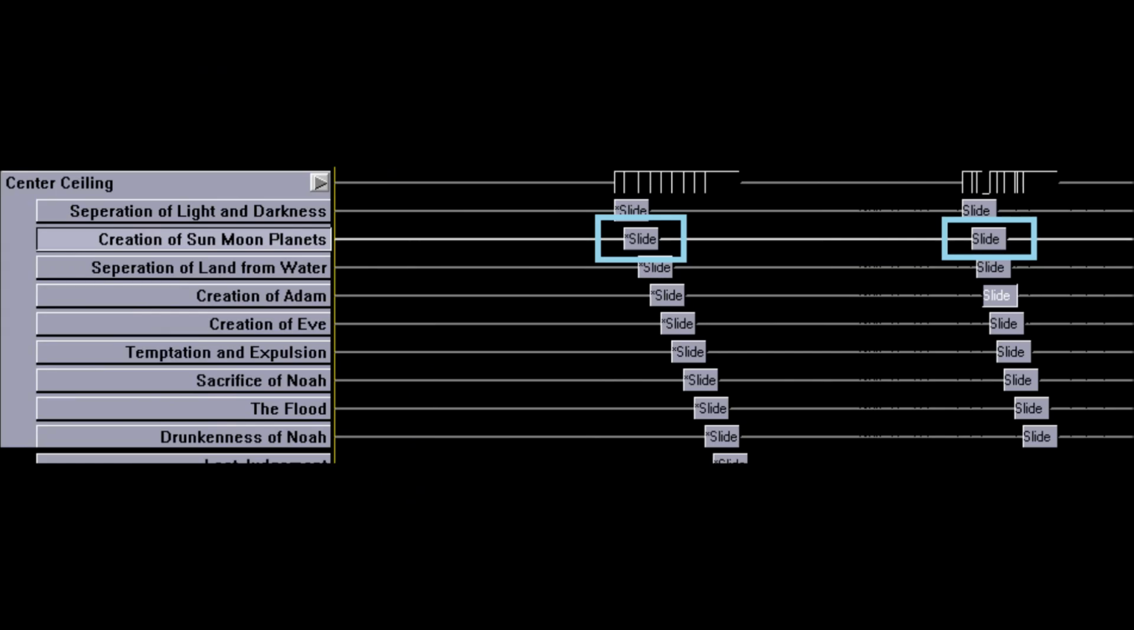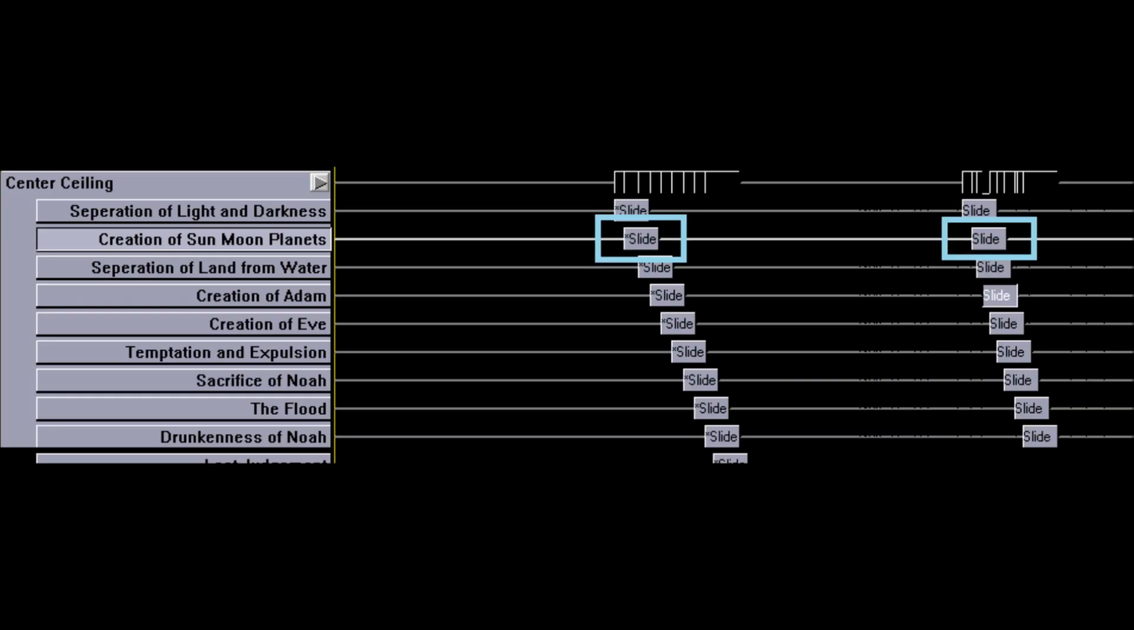If a student requests to see the creation of the sun, moon, and planet painting, I then double-click on the slide command to the right side. I hit execute, and that painting grows. When they're done looking at that painting, I then double-click the left slide command, hit execute, and the slide returns to its original location.